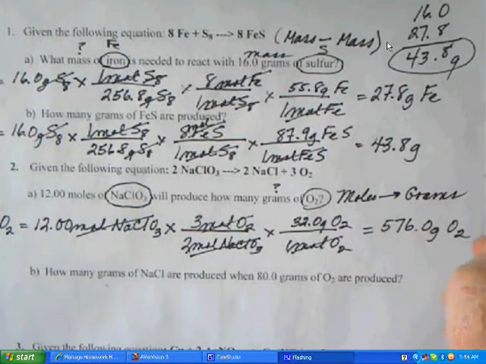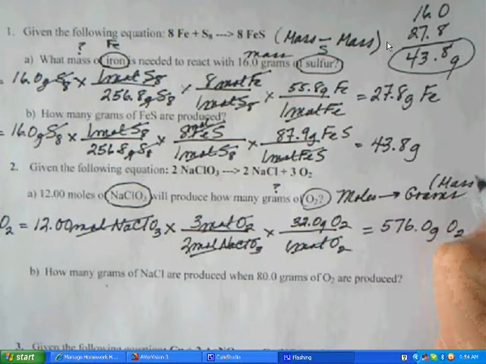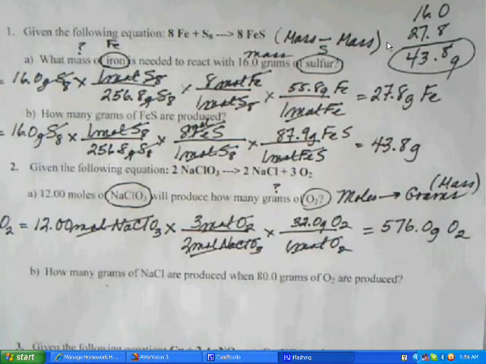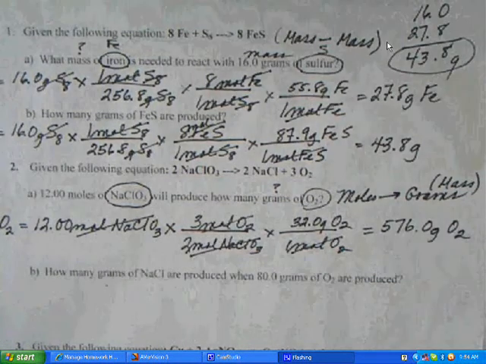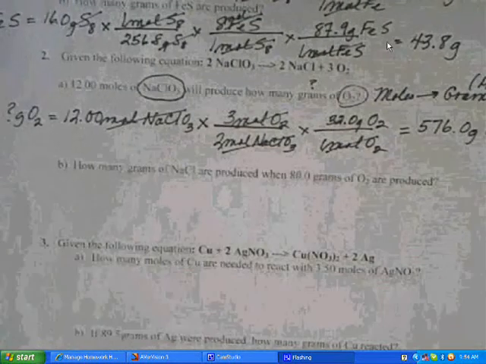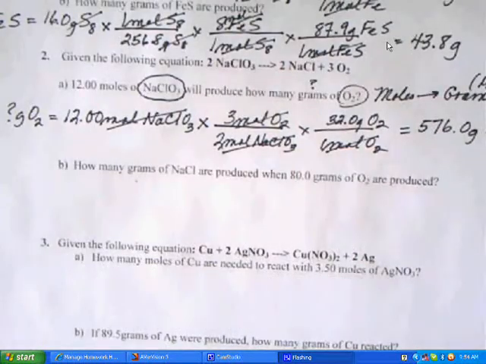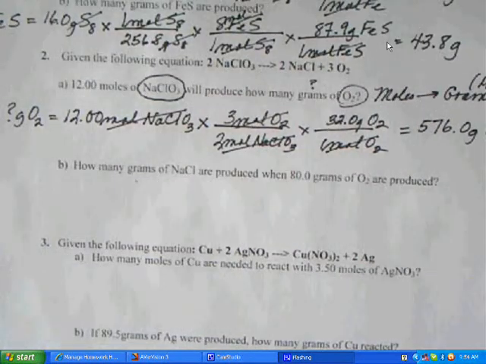So, we're going to start. Okay, well, thank you very much. Okay, so what are we trying to find? Mass of what? O2. Wait, how many grams? Oh, NaCl. Okay, how many grams of NaCl? That's what we're trying to find.